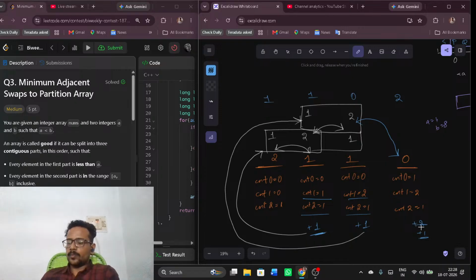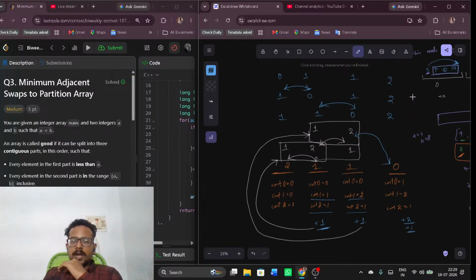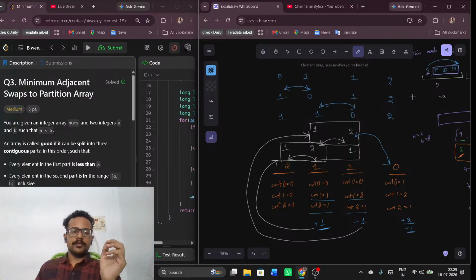Now this plus 2 is from here. 0 and then 1, swap it. 1, 0, 1, 2. And then swap this and this. 0, 1, 1, 2. I hope you got it. This image might give you an intuition, which I can say specifically, right? It's just giving you an intuition. So I hope you are clear right now.